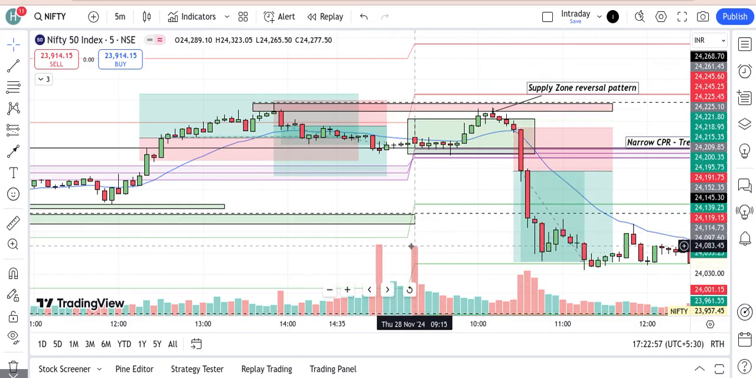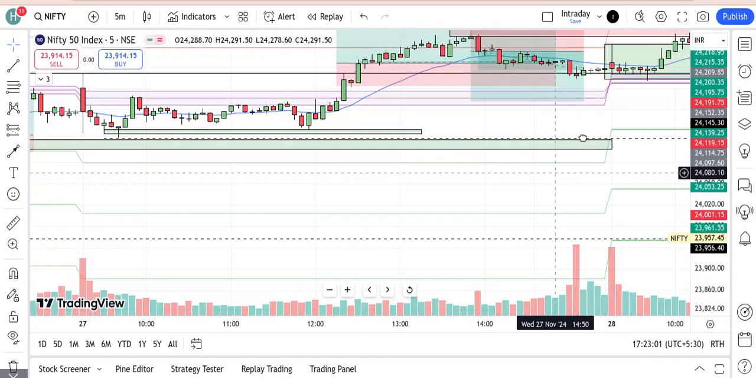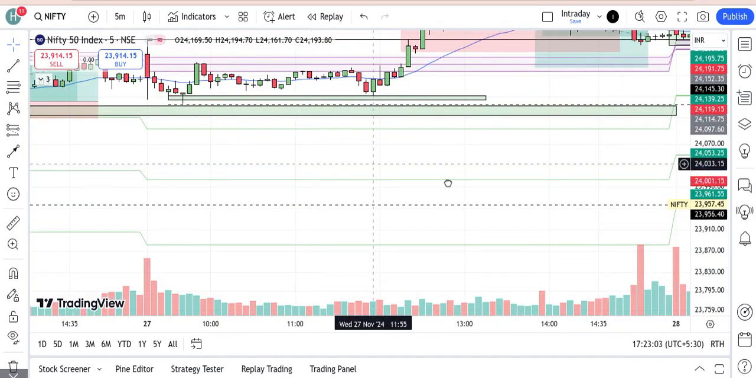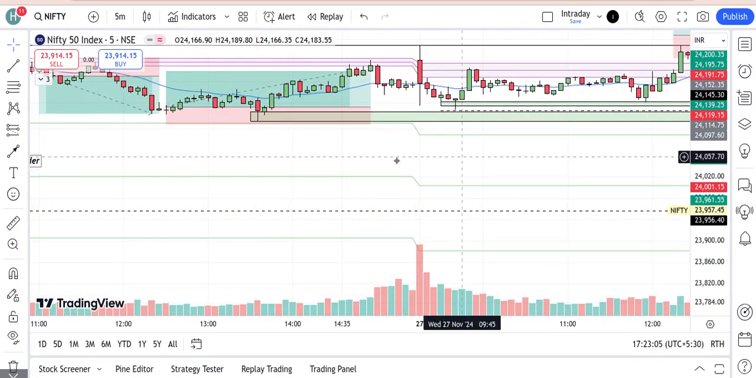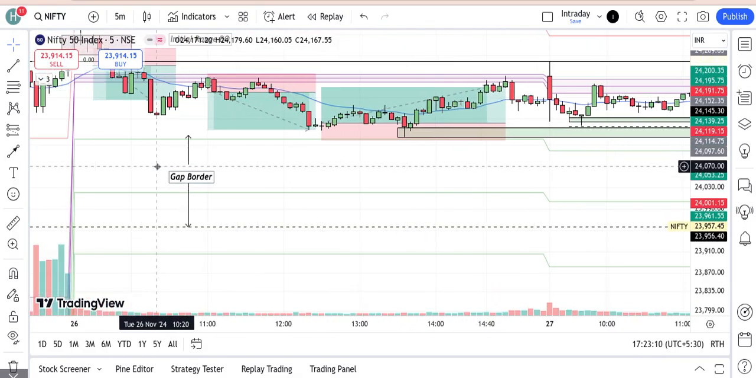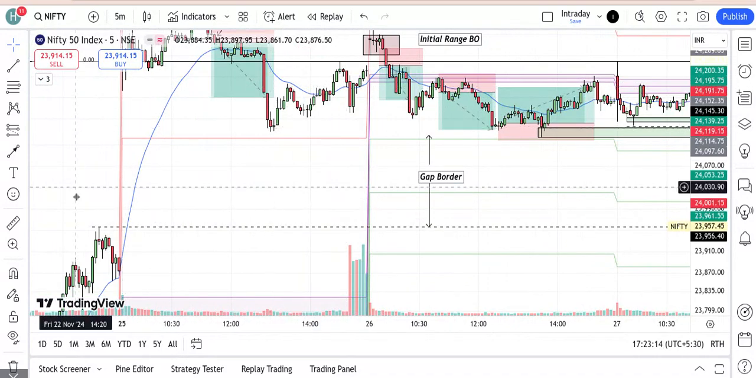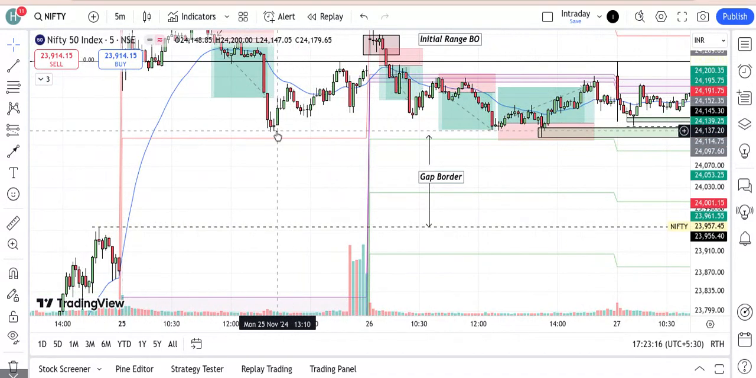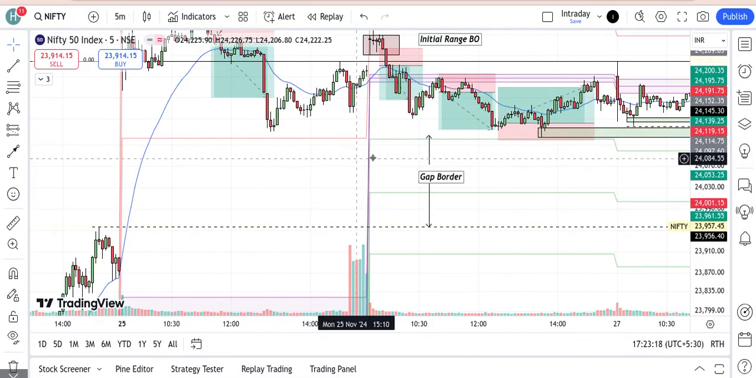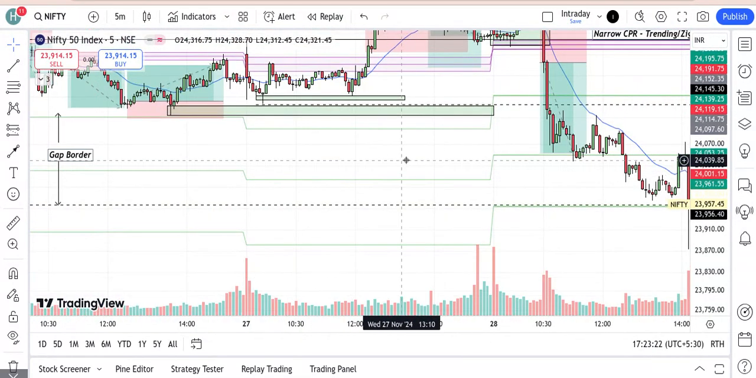Now if you remember, in yesterday's video I mentioned the gap border. And what is the gap border? This is the gap border. The gap border was formed because there was a gap up here, and the market did not close below this, so this gap was formed.